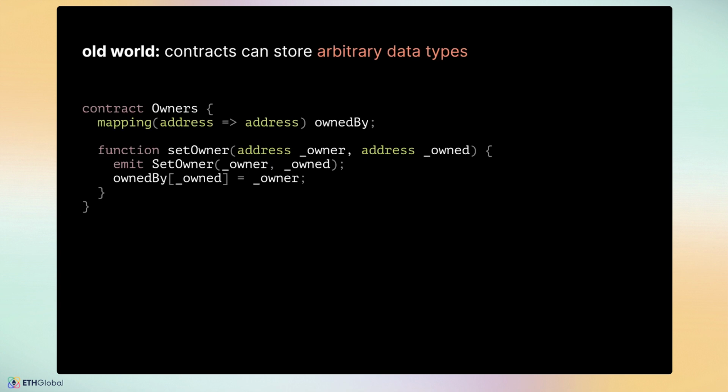Let's start with a quick reminder of how on-chain development used to work without MUD. So in the old world, let's say we want to create a contract where we want to store a mapping of the owners of a given address. We store a mapping, we call it ownedBy, from address to address, and then we create a function setOwner, which allows us to set the owner of a given address. That function emits an event, and then we set the owner in our ownedBy mapping.